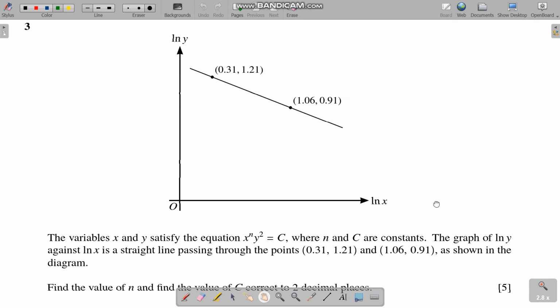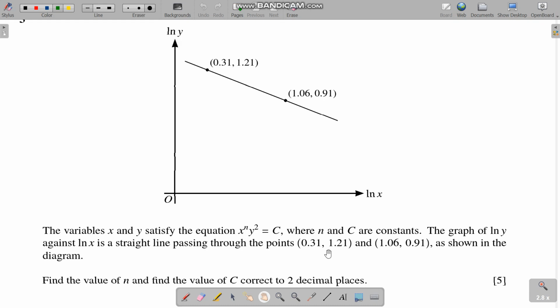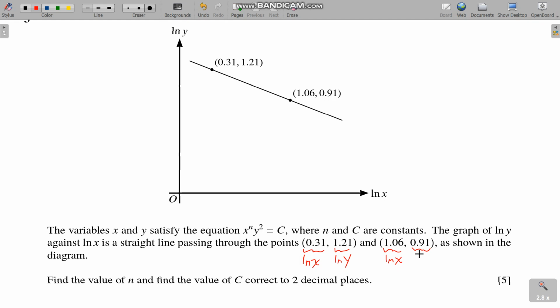Logarithmic and exponential functions. Variables x and y satisfy the equation x to the n power y squared equals c. The graph of ln y against ln x passes through the points, find n and c. So first of all, the 0.31 here is not the value of x. It is actually ln x, and this is actually ln y. This is ln x, ln y.